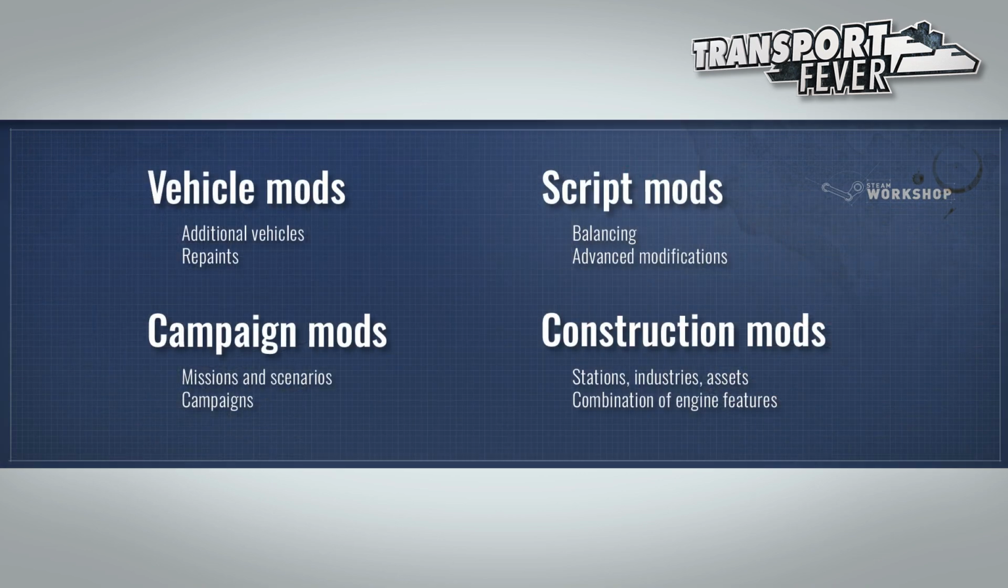There are 4 categories of mods, which also can be combined and also bundled into packages like DLCs. The first category are vehicle mods, so it is possible to add new vehicles to the game or adjust existing vehicles and change their properties. The second category are script mods, which allow for changing the behavior and balancing of the game. One classic example is a sandbox mod, which removes all costs from the game or adjusts the overall balancing.